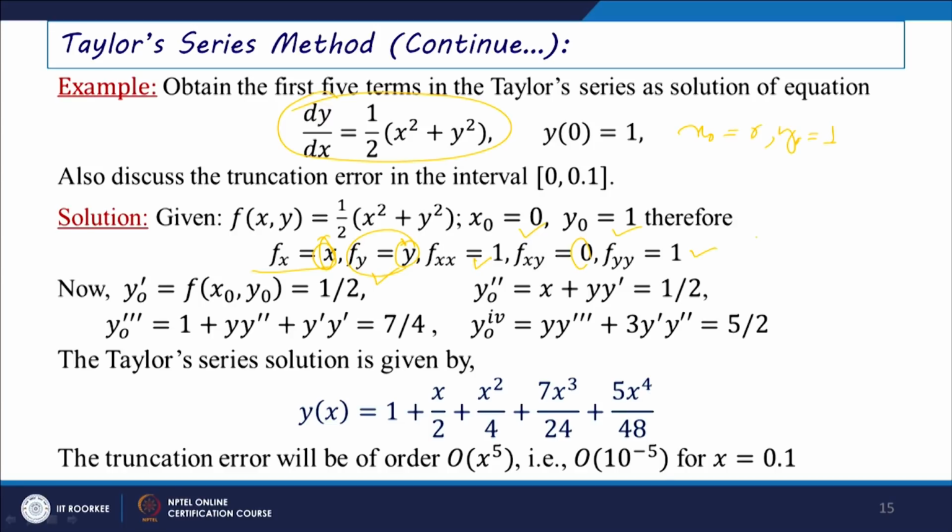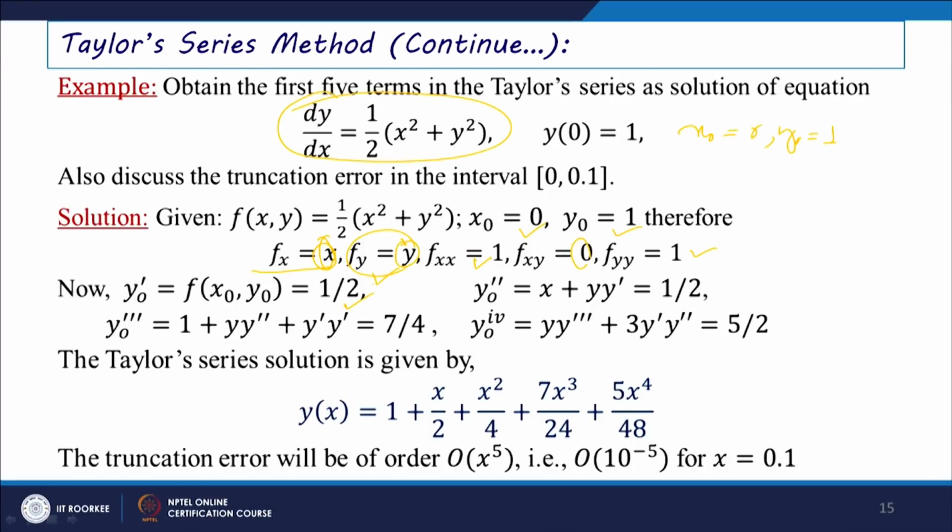Now, putting in these values, y0 dash is nothing but f of x0, y0, which we obtain as half, and y0 double dash we obtain as x plus y dash, that is half. Since y0 double dash is expressed as fx plus fy into f, fx is x, fy is y, and f is y dash. Putting all these values at x0 and y0, we obtain half.